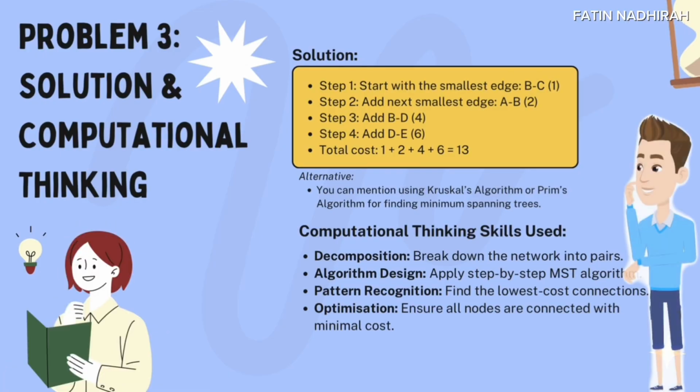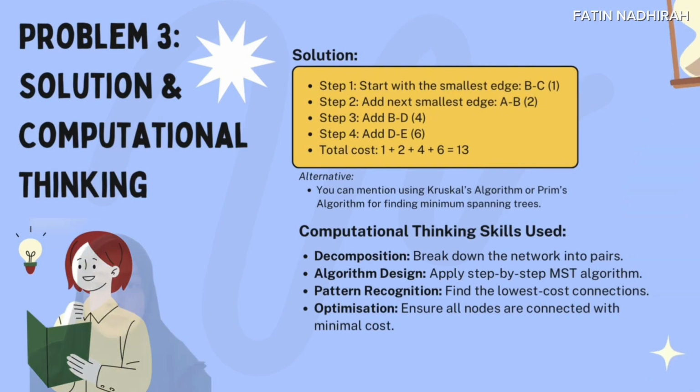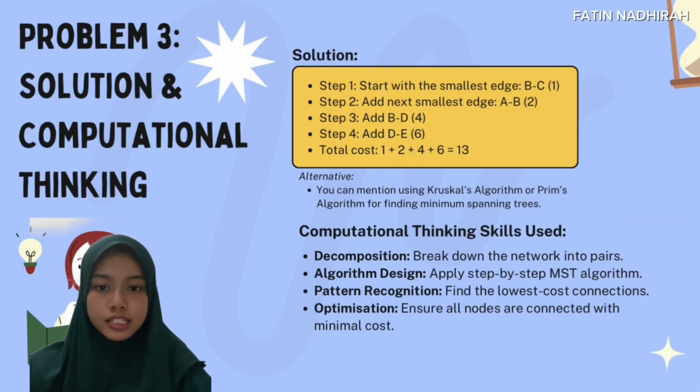Alright, I'm following. Let's build the minimum spanning tree. Step 1. Start with the smallest connection, which is B to C with a cost of 1. Step 2. Next, we connect A to B, which is cost 2. So far, we have A, B, and C connected.